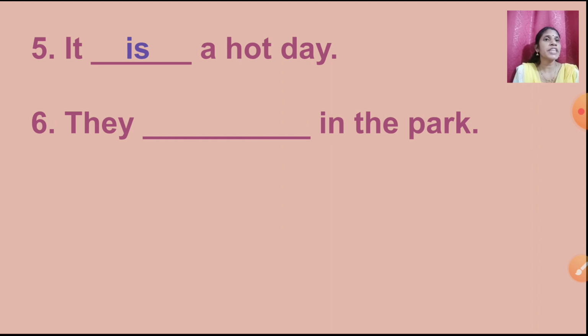They dash in the park. Now here they means what? We are talking about more than one. So that time we are supposed to write are. They are in the park.